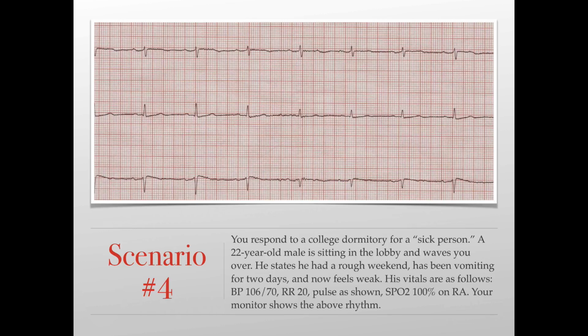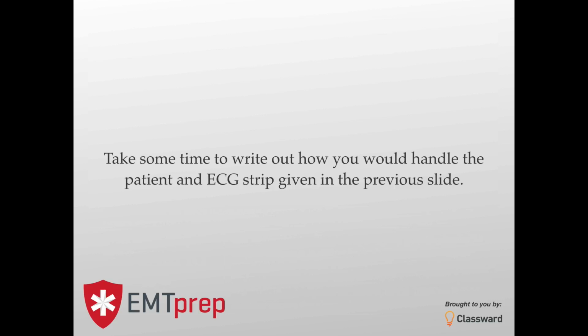You respond to a college dormitory for a sick person. A 22-year-old male is sitting in the lobby and waves you over. He states he had a rough weekend, has been vomiting for 2 days, and now feels weak. His vitals are as follows: blood pressure 106/70, respiratory rate 20, pulse as shown, satting at 100% on room air. Your monitor shows the above rhythm. Take some time to write out how you would handle the patient and ECG strip given in the previous slide.